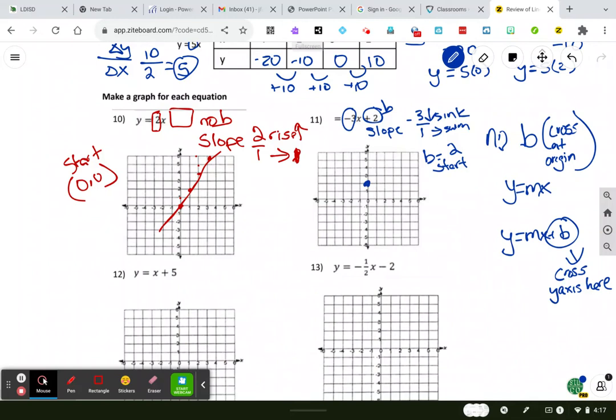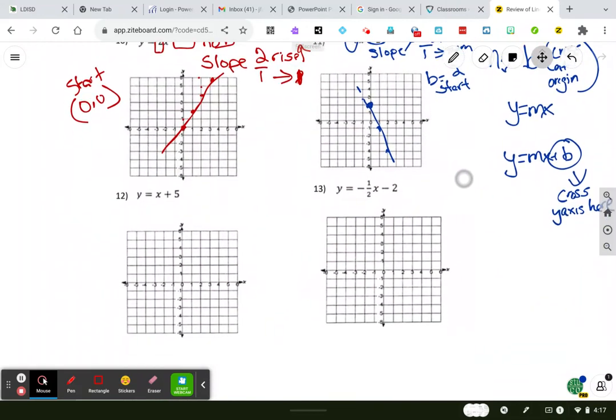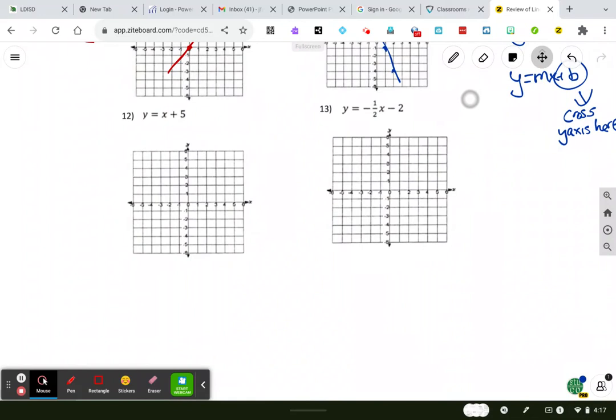I'll put my dot there, because that's where I'm going to start. And then I'm going to use my slope. It says that I need to go down 3: 1, 2, 3. I need to sink 3 and go over 1, sink 3, go over 1, and so on. So there's my line. I hope this is making a little more sense now that you guys have been working on this for a while.